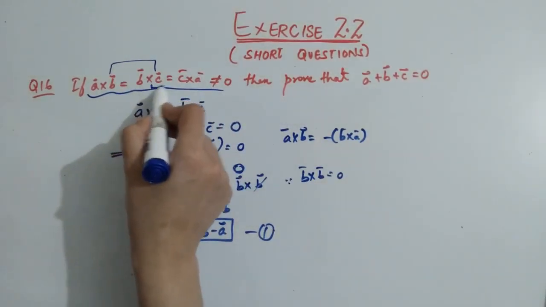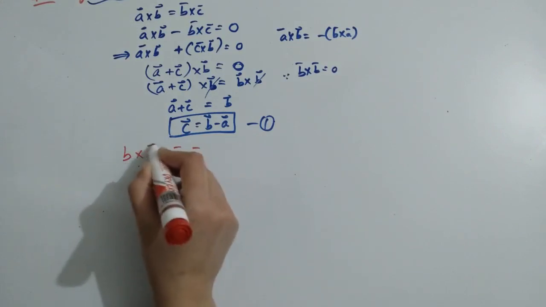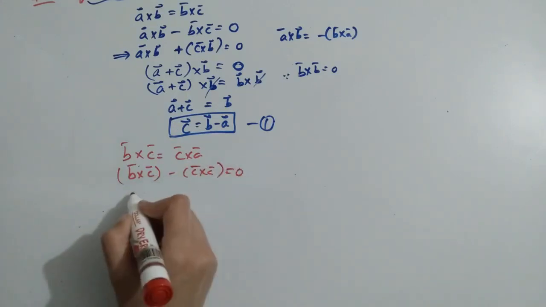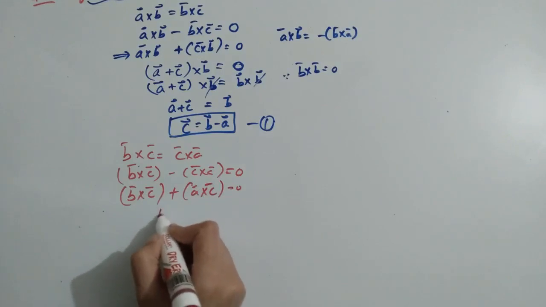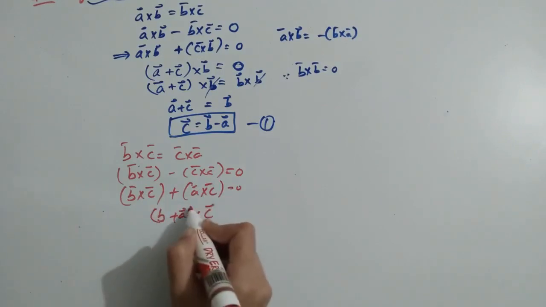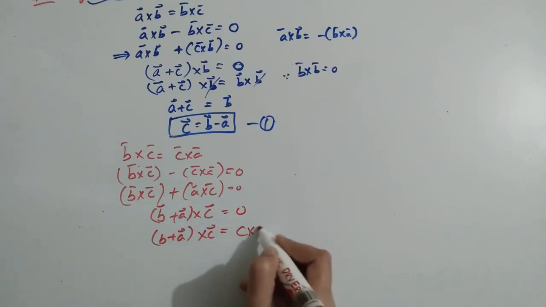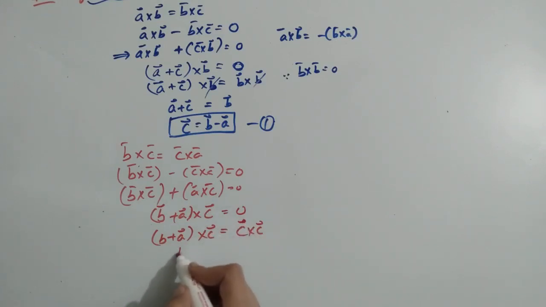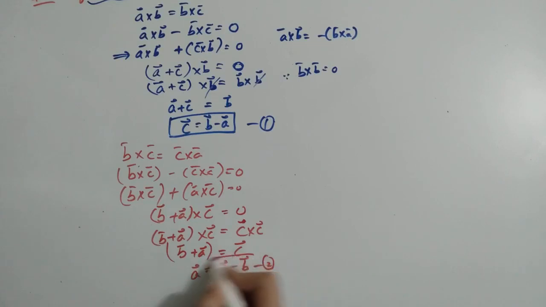Now taking the second portion of this equation, that is b cross c equals c cross a. Now similarly, as you did above, you can write it as b cross c minus c cross a equals 0, which is b cross c plus a cross c equals 0, and b plus a is written in the bracket because cross c is common, equal to 0. Also you can write it as equal to c cross c, because c cross c is 0. Now c and c will be cut off, and the remaining will be b plus a equals c. From this you can write a equals c minus b. This is the second equation.